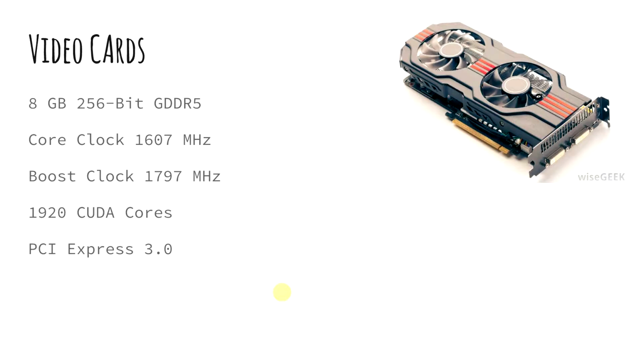One example is, say we go on to Newegg or Amazon or somewhere and we purchase a video card that's an 8GB 256-bit GDDR5 with a core clock speed of 1607 MHz, boost clock 1797 MHz, 1920 CUDA cores, and it's PCI Express 3.0. The question is, what does all of this mean? Let's get into that real quick.